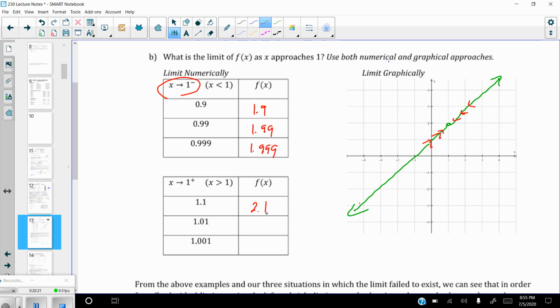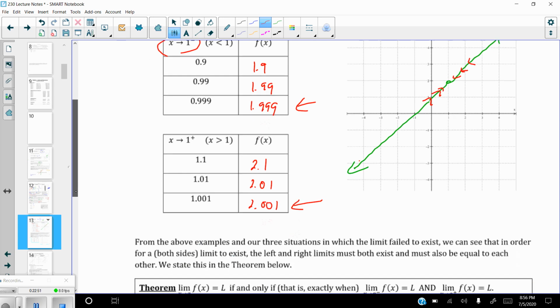But 1.01 is even closer to 1 than 1.1 is. So if we plug that in, we get 2.01. And then if we plug in 1.001, again getting closer and closer to 1 on the right-hand side, that gives us 2.001. So it looks like, from the numeric examples here, as we approach from the left, we seem to be approaching 2. As we approach from the right, we seem to be approaching 2 numerically.